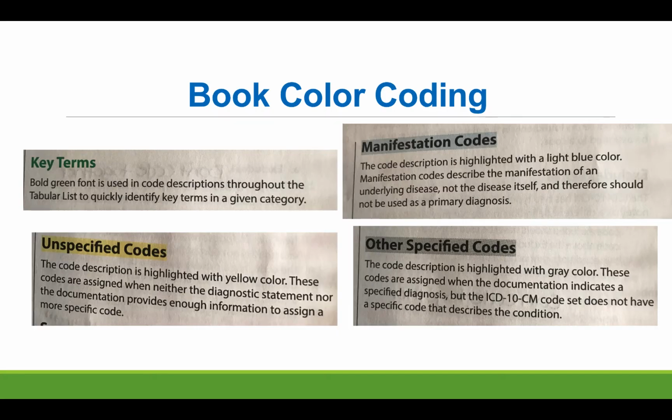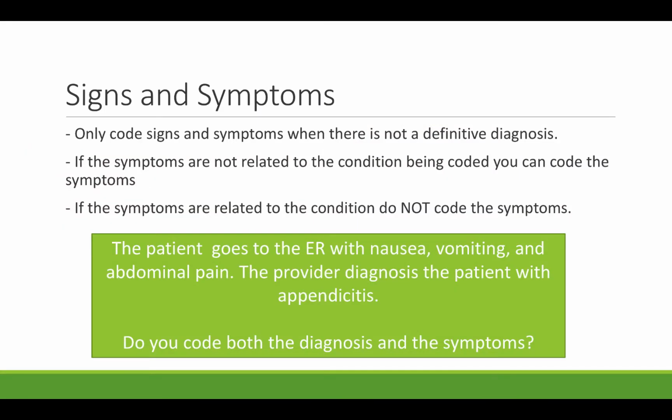Look in your book because every book is different, but it should have a guide as to what the different colors in the book mean. For example, in the book that I have, unspecified codes are highlighted yellow, key terms are green, manifestation codes are highlighted with a light blue, and other specified codes are highlighted gray. Look in your book for these.